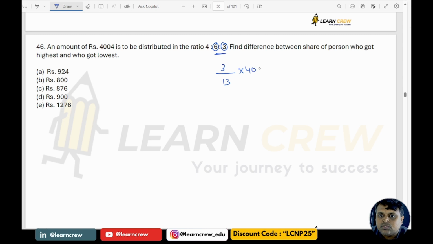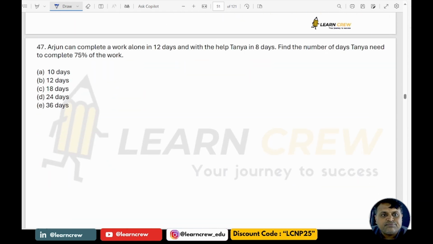3 parts out of 13 in 4004. So how much are you going to get here? 13 3s are 39, the remaining is 10, 13 8s are 104. So 4004 divided by 13 is 308. 3 into 308 is how much? 924. So answer is 924. The difference is 3 parts here, highest and lowest, out of 13 parts, where the total is 4004.